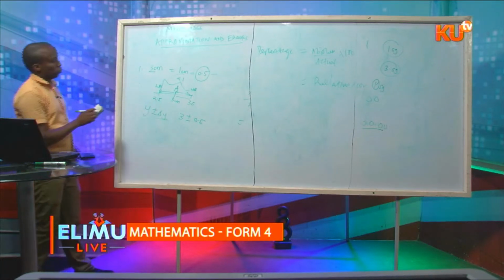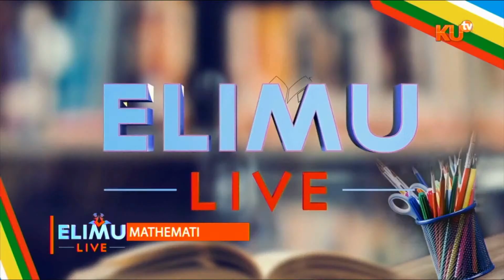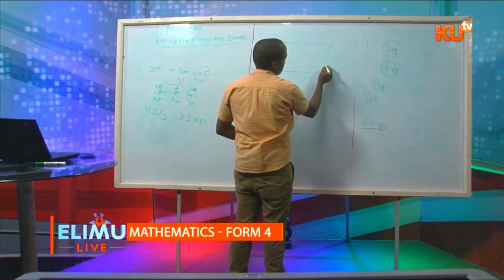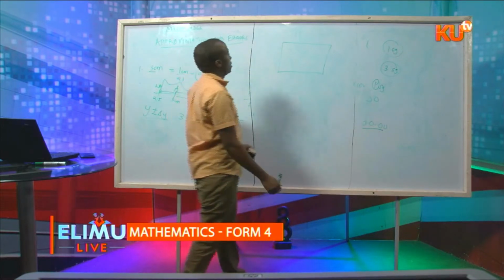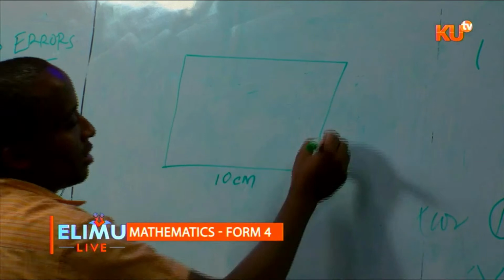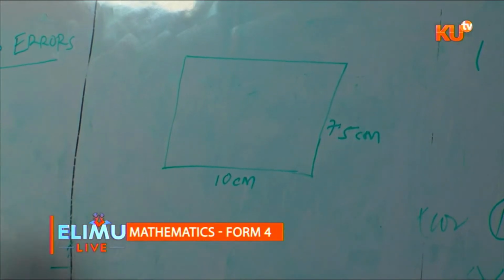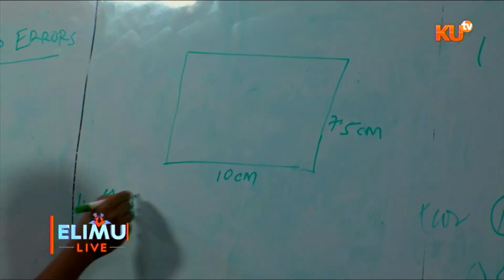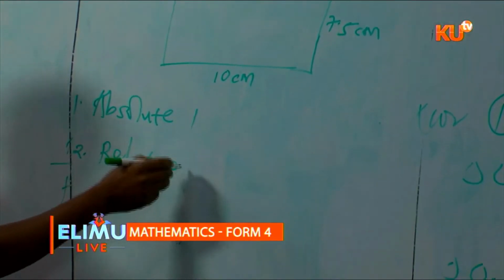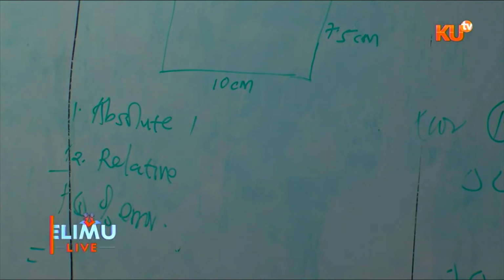So let us now go to another example. Given this is an A4 paper, which is a rectangle, so if this is maybe 10 centimeters and this is maybe 7.1 centimeters, I want to get the absolute error, the relative error, and the percentage error for those three. Allow me to remove this one.